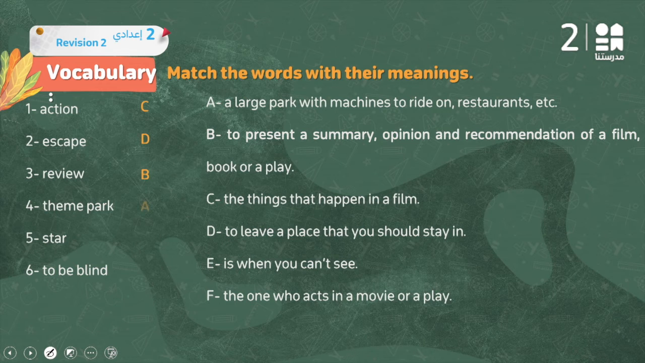Theme park. A, a large park with machines to ride on او restaurants. يعني بتبقى park وممكن تبقى ملاهي. Machines to ride on يعني الالعاب اللي بنلعب بيها في الملاهي او طبعا بيبقى فيها restaurants او cafes او something like that. Star. It means letter F. The one who acts in a movie or a play. البني آدم اللي بيمثل الممثل اللي في المسرحية أو الفيلم. وبرضو بنطلق عليه actor. يعني it's an actor or star. Okay. To be blind. To be blind means that you can't see. You can't see. Okay.